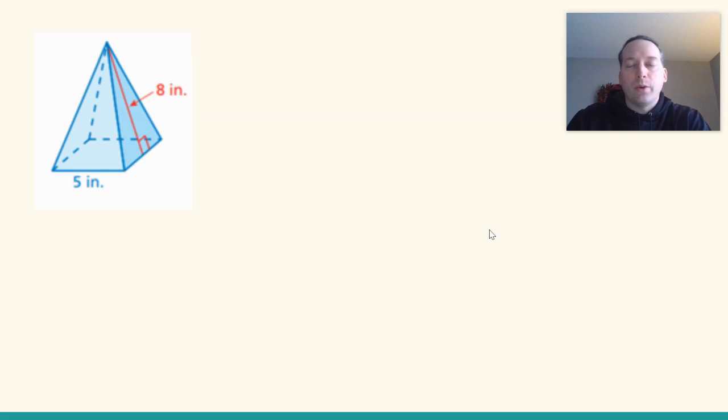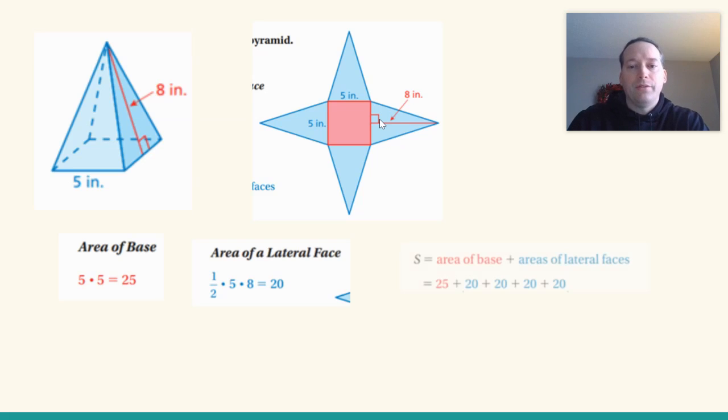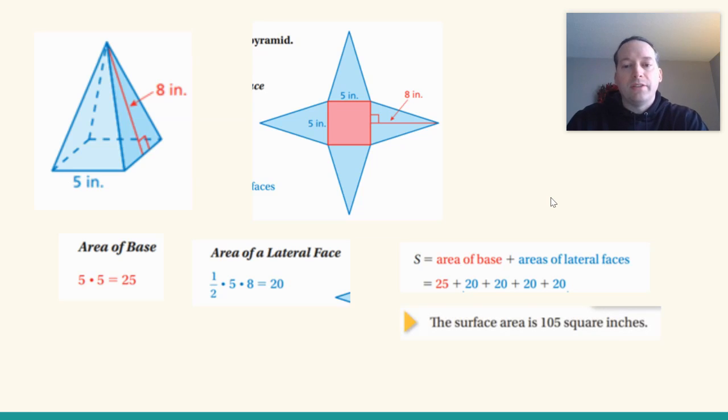So let's do it with this one. It's a square pyramid. If we were to draw the net, we have a 5 by 5 base. The slant height of the triangle is 8 inches. So we're going to come up with the area of the base first. Super easy. 5 times 5, 25. Now the area of the triangle is 1/2 base times height. So 1/2 of the base is 5 and the height is 8. So that's 4 times 5 is 20. Okay, and we have the area of the base, which is 25. And then we have 4 of those lateral faces. So that comes out to be a total sum of 105 square inches.